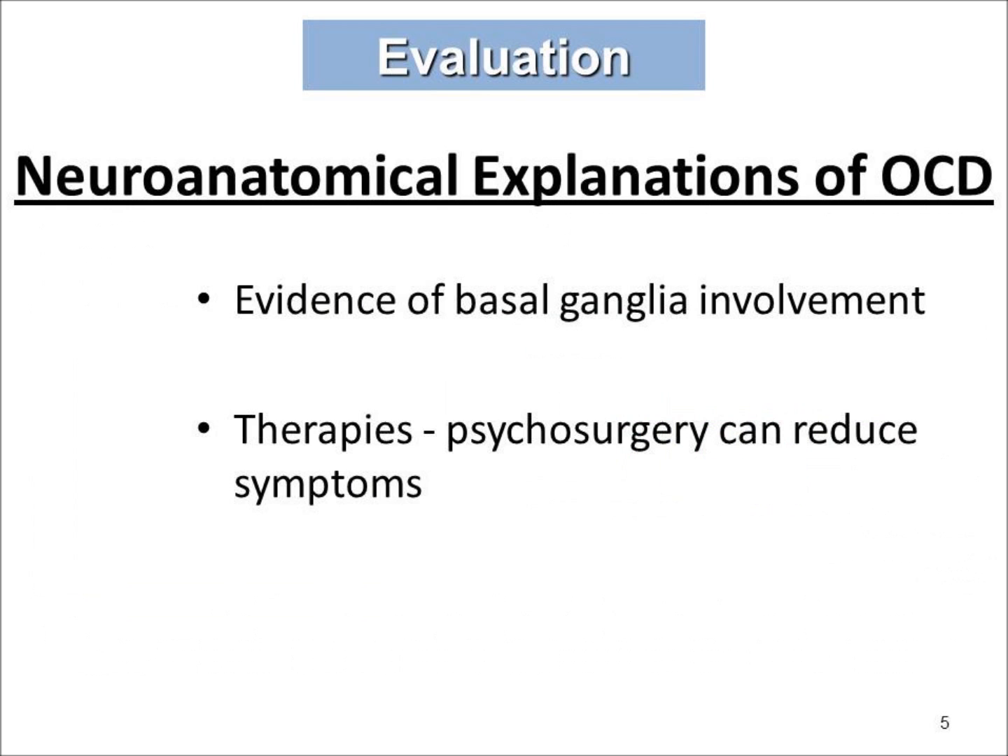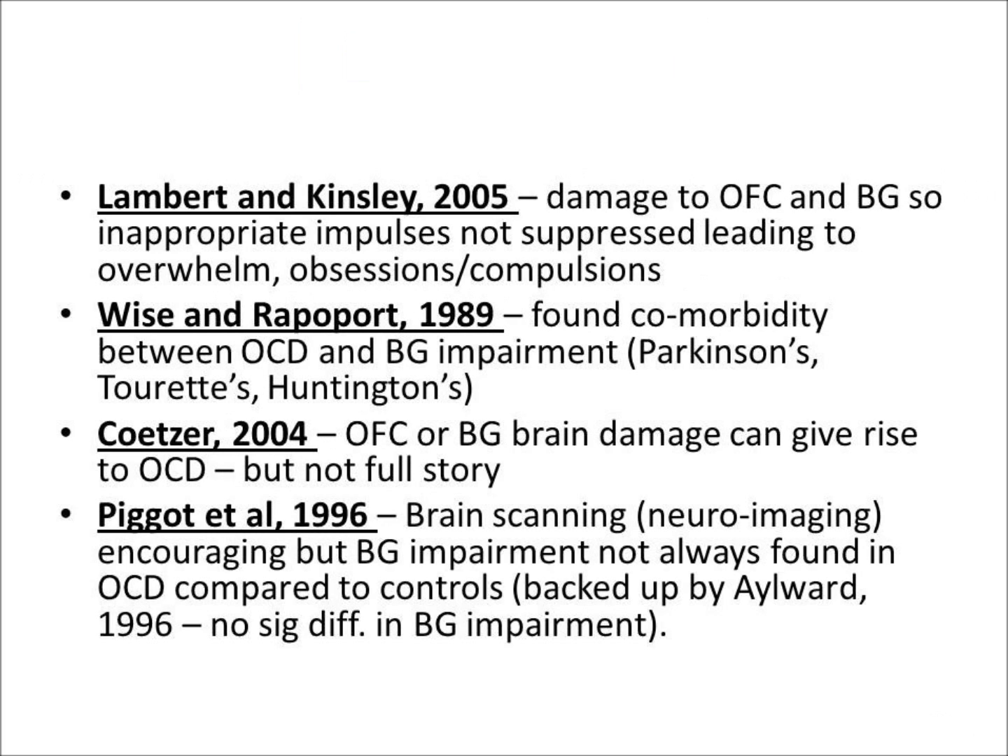So, neuroanatomical explanations of OCD. There is evidence of basal ganglia involvement, and with therapies, psychosurgery can reduce symptoms, but you'll look at the therapies later. So Lambert and Kinsley, 2005, found that damage to the OFC and the BG meant that inappropriate impulses could not be suppressed, and this led to patients being overwhelmed and obviously having their obsessions and compulsions.